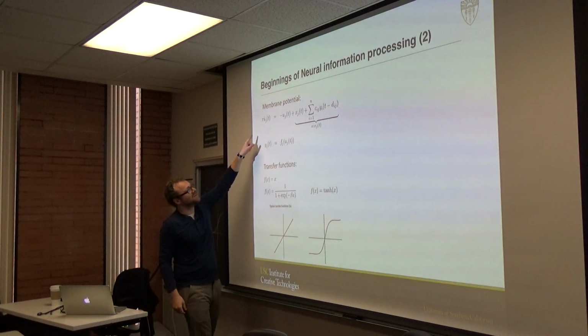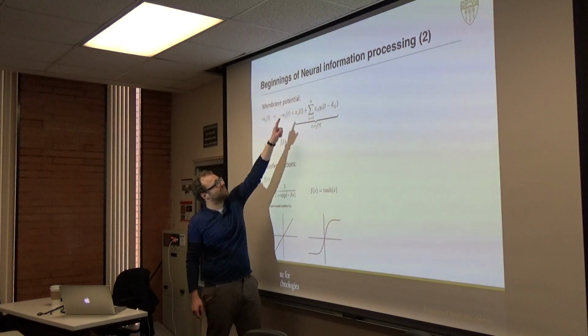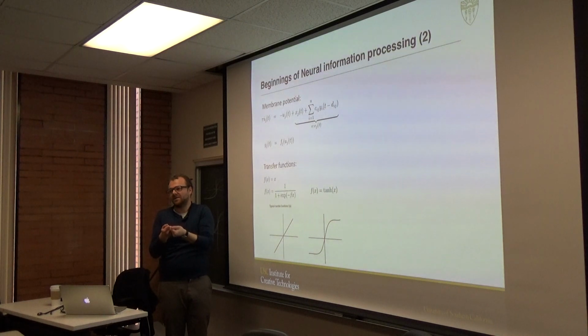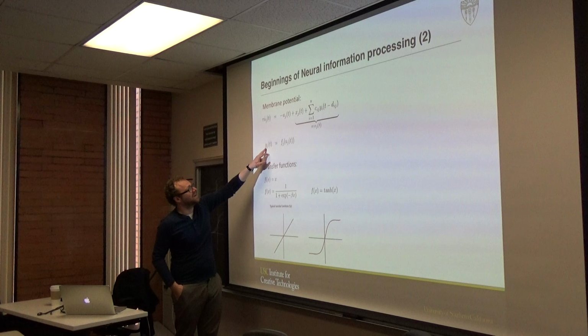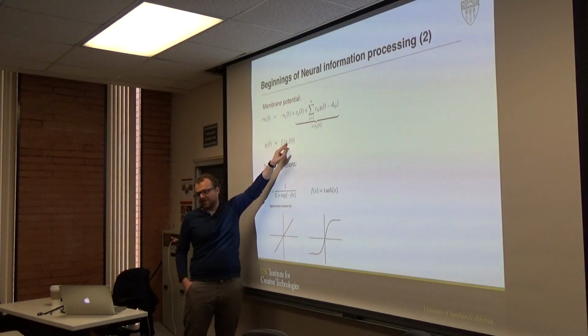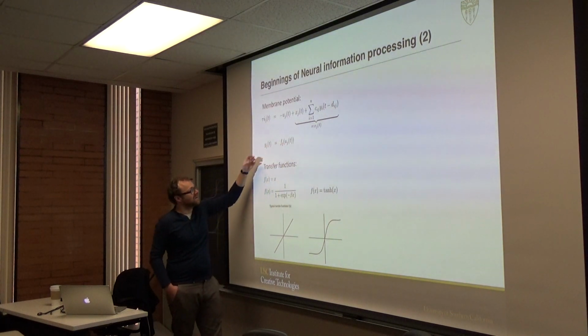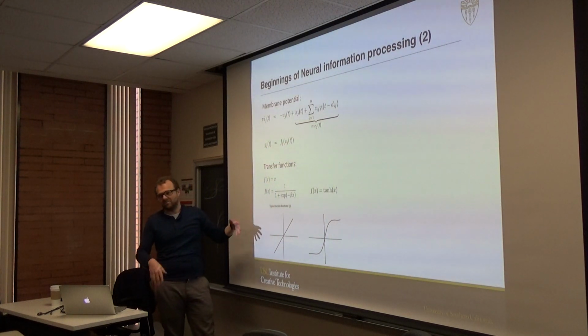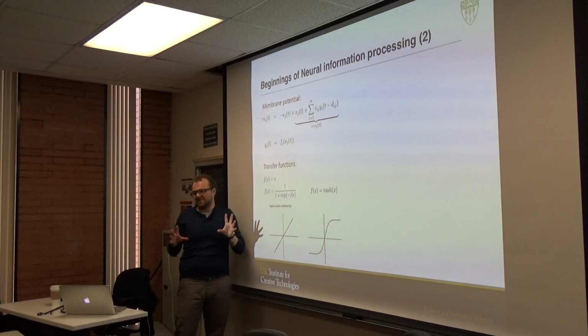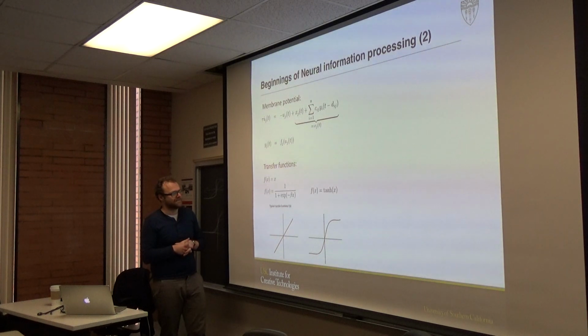So we compute the membrane potential, and then to the membrane potential we apply a certain output function, and we call that a transfer function. So the output of the neuron is based on the membrane potential, okay? And this function here could be any of these functions. There are many more functions, and there are certain reasons why we choose these, and we'll get to that probably next week.